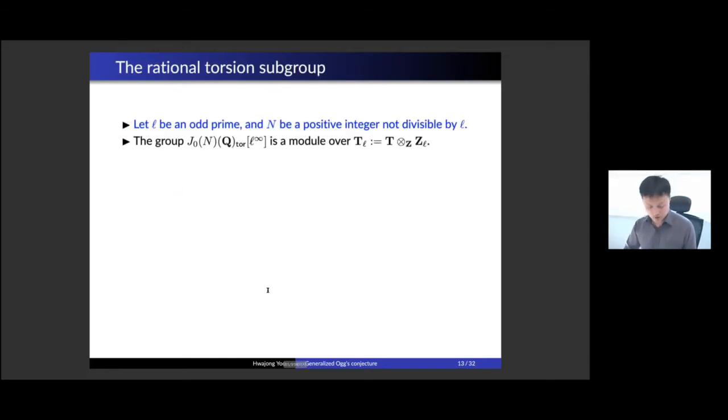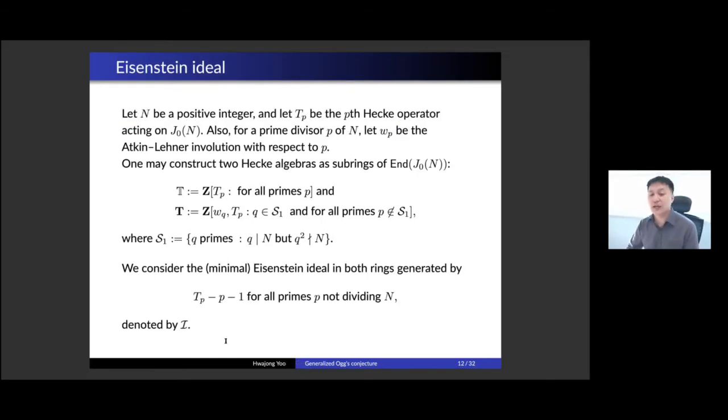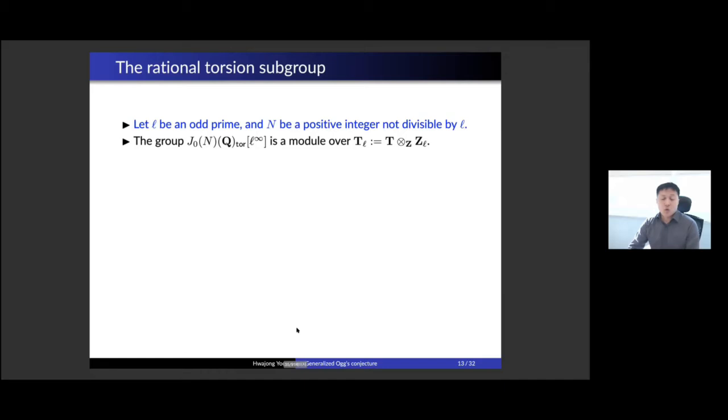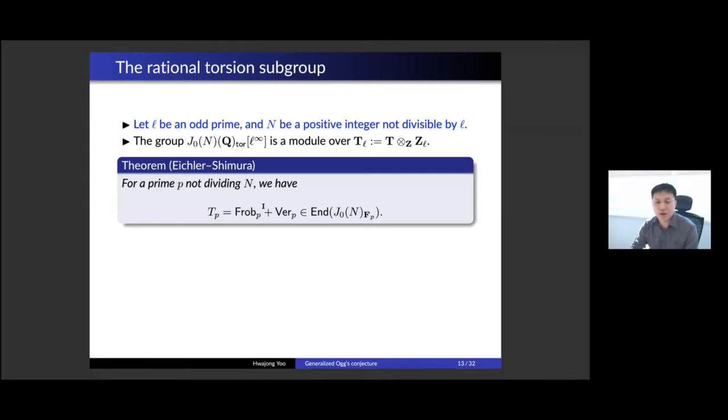We consider the minimal Eisenstein ideal in both rings, generated by T_p minus p minus 1 for all primes p not dividing N. We denote it by I. This is the minimal Eisenstein ideal. And why do we study this Eisenstein ideal? Because this group is actually a module over this T_L, and the annihilator comes from the Eichler-Shimura relation.